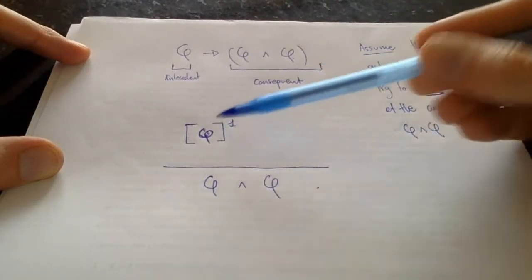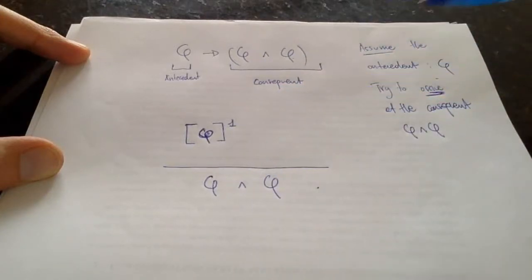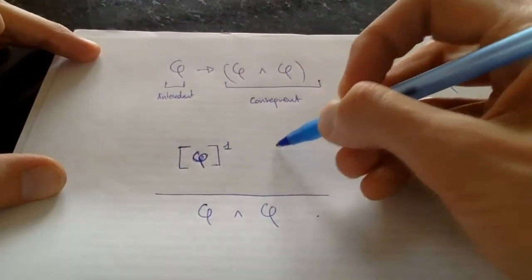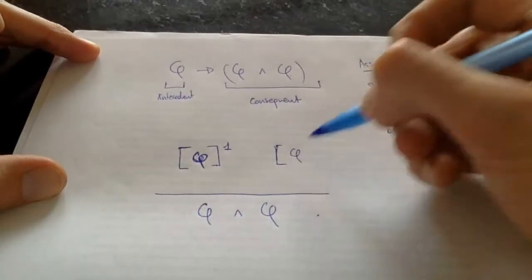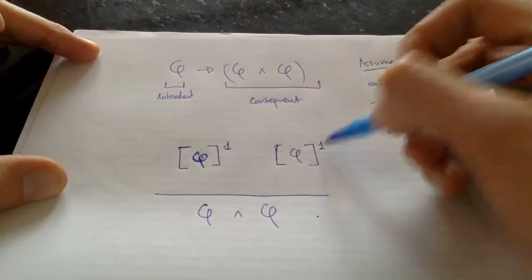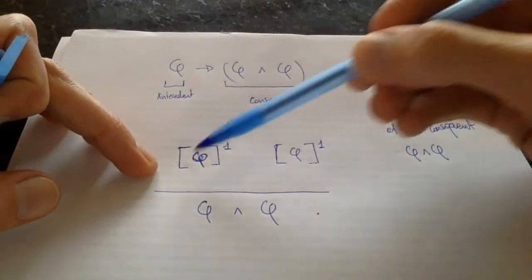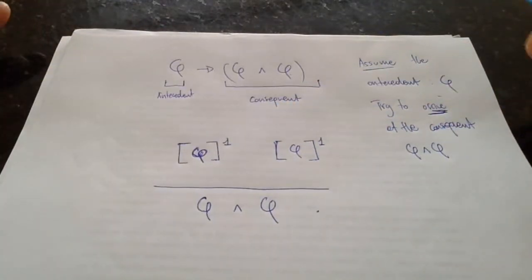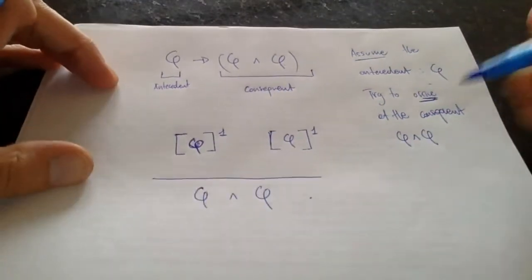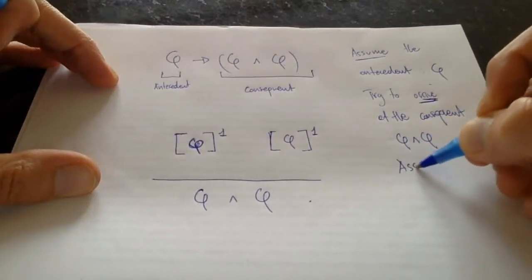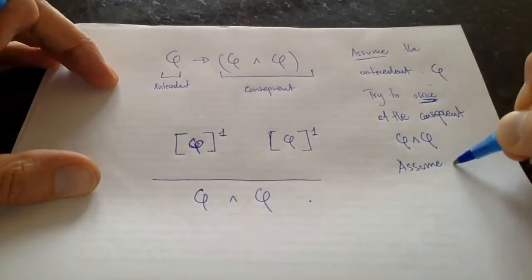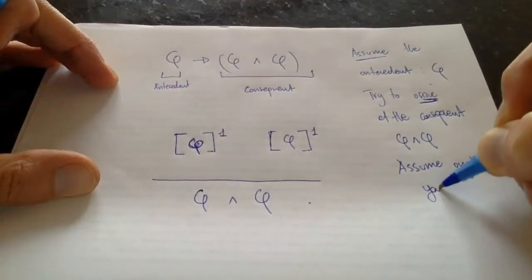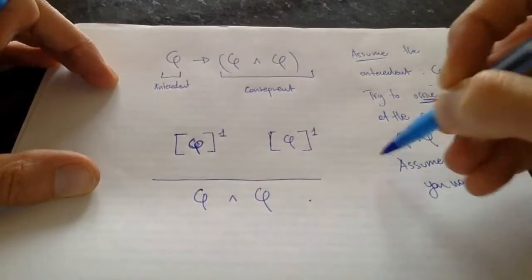How can we get from phi to phi and psi? Well, one way is that we assume phi twice. Now we assume phi, the same phi, so it's the same assumption, we call it number 1. We assume it twice. You can actually assume everything. So an important thing to keep in mind, you can assume anything you want.